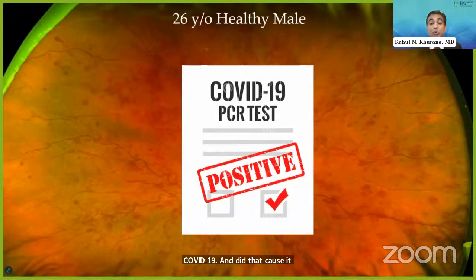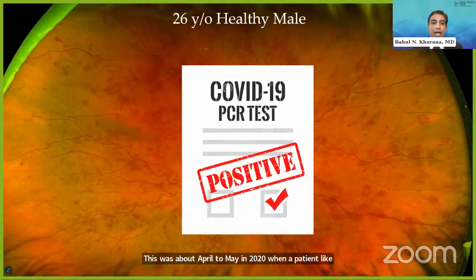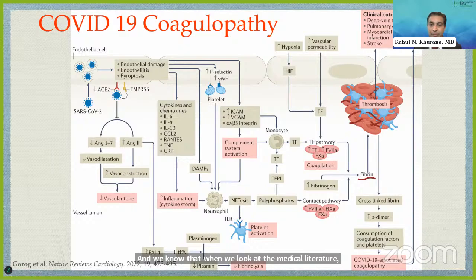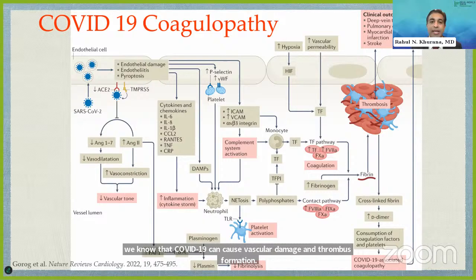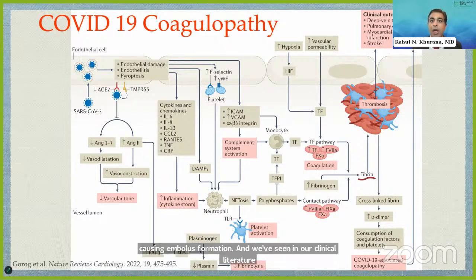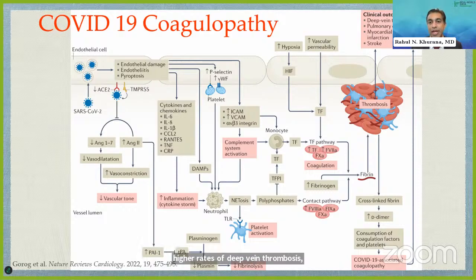And this is actually a patient we saw in the pandemic. This was about April to May in 2020 when a patient like this came in who had COVID-19. And when we look at the medical literature, we know that COVID-19 can cause vascular damage and thrombus formation. We know it induces the fibrinolytic pathway, setting off a cytokine storm, damaging vascular endothelium and causing embolus formation. And we've seen in our clinical literature higher rates of deep vein thrombosis, pulmonary embolism, myocardial injury, and stroke. And so it made a lot of sense that this could be causal.